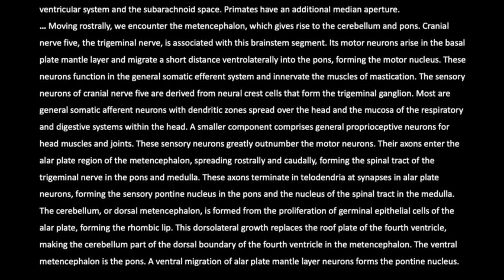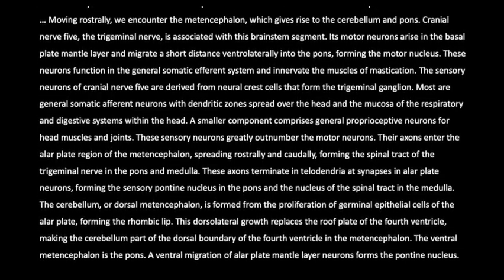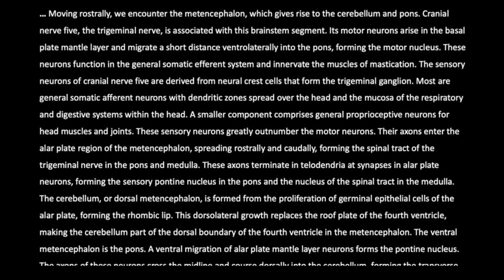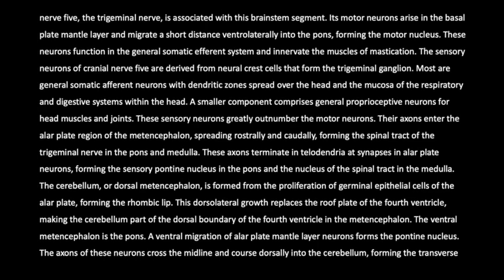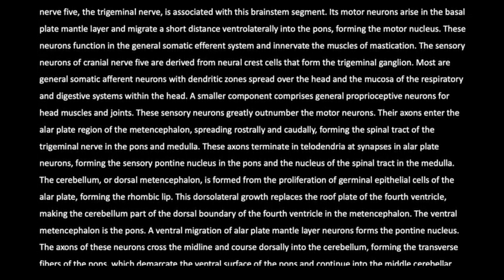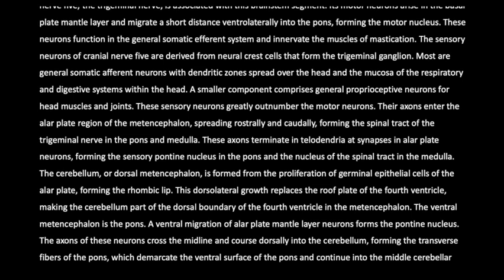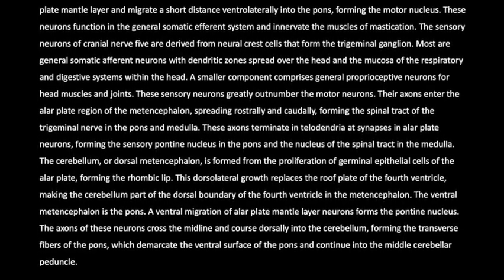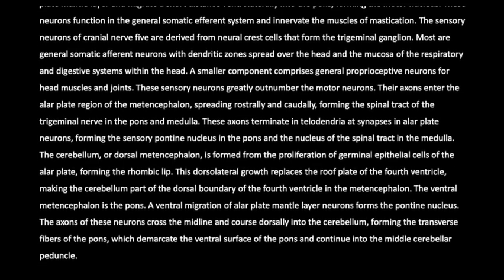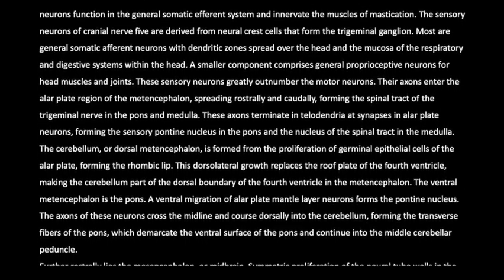The sensory neurons of cranial nerve 5 are derived from neural crest cells that form the trigeminal ganglion. Most are general somatic afferent neurons with dendritic zones spread over the head and the mucosa of the respiratory and digestive systems within the head. A smaller component comprises general proprioceptive neurons for head muscles and joints. These sensory neurons greatly outnumber the motor neurons.